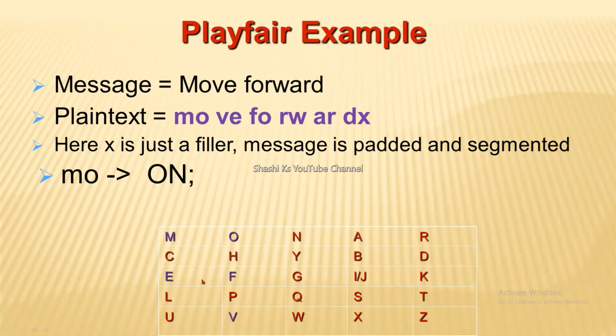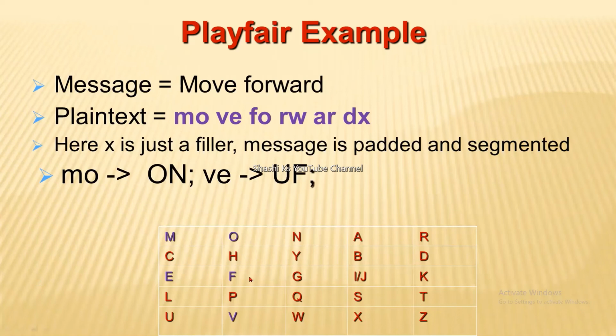Okay. Similarly, E would be replaced with the letter in the same row and in the column in which V is present. In the column in which V is present, I have F. So E would be replaced with F. Okay, so VE would be encrypted as U and F. And then I have F and O.